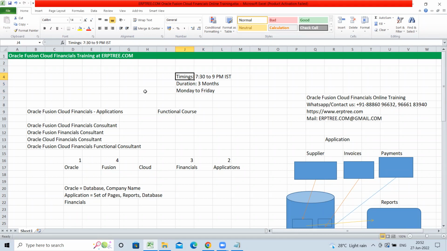Once we complete this course, can we try for the certification from Oracle? Yes, we will help you with that certification also.